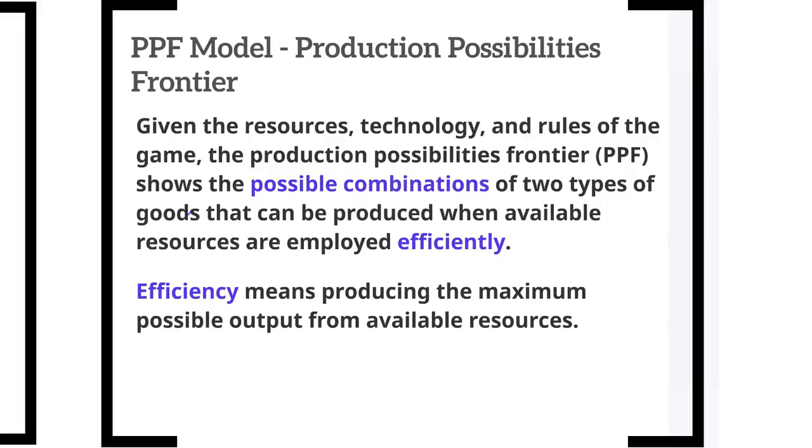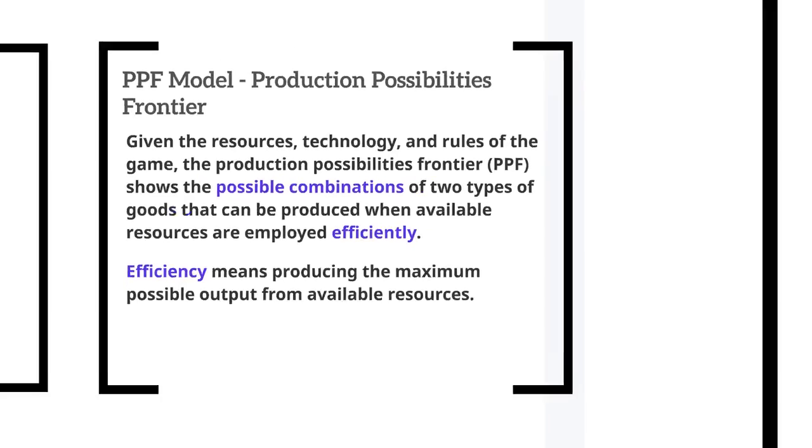PPF model, which is production possibilities frontier. So given the resources, technology, and the rules of the game, the PPF shows the possible combinations of 2 types of goods that can be produced when available resources are employed efficiently. Efficiency means producing the maximum possible output from available resources.